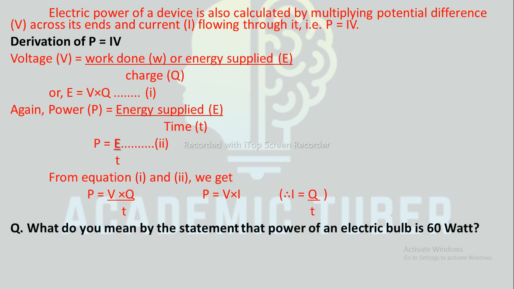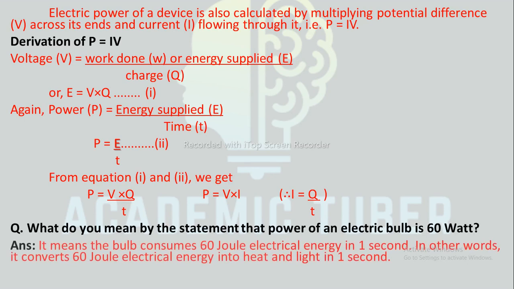What do you mean by the statement that the power of an electric bulb is 60 watt? It means that the bulb consumes 60 joule electrical energy in 1 second. In other words, it converts 60 joule electrical energy into heat and light in 1 second.